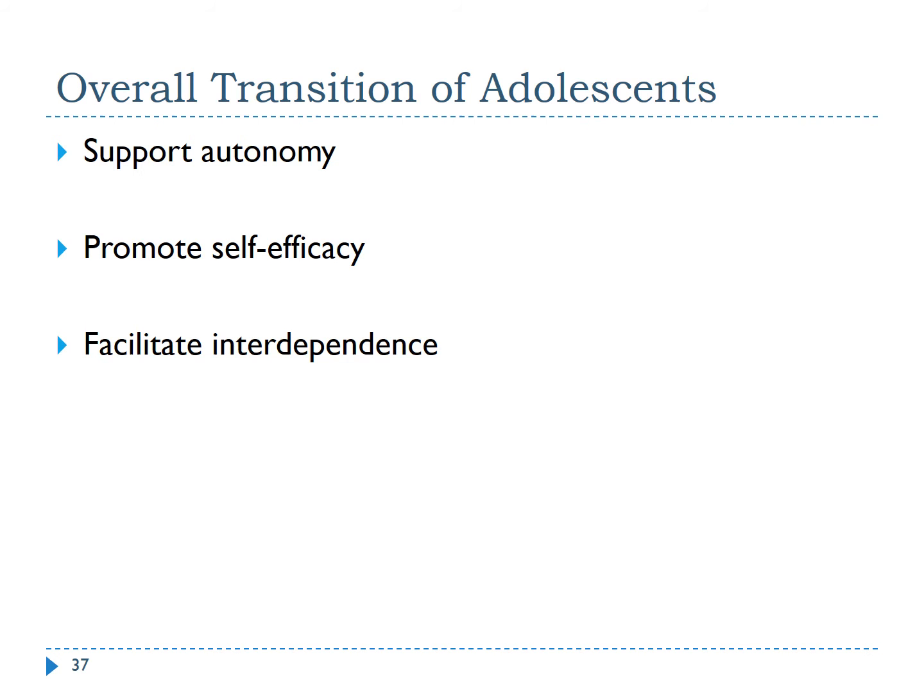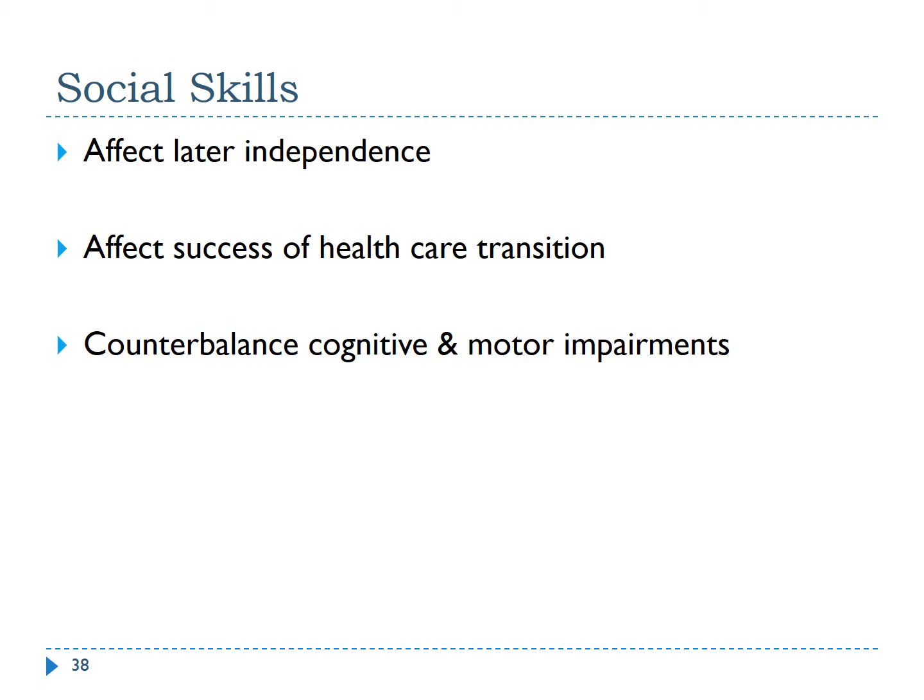As the child becomes a teen, the educator's tasks include supporting the adolescent's autonomy, promoting the teen's self-efficacy, and finally, facilitating the young adult's interdependence with their community. Supporting optimal psychosocial development is a significant part of the educator's role. Good social skills greatly increase the probability that an adolescent will successfully transition to adulthood and compensate for limitations in cognitive and motor development. Children with chronic health conditions who develop and maintain friendships with peers are more likely to become independent and happy adults.